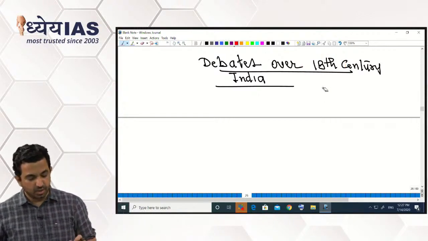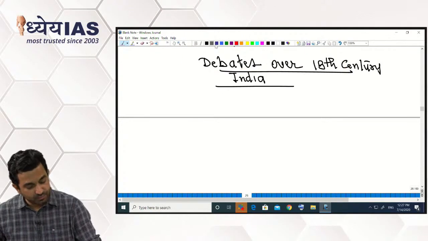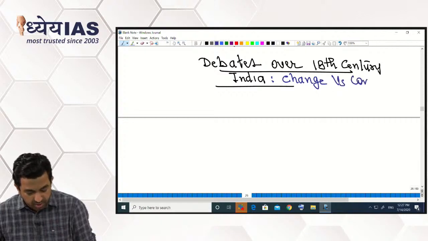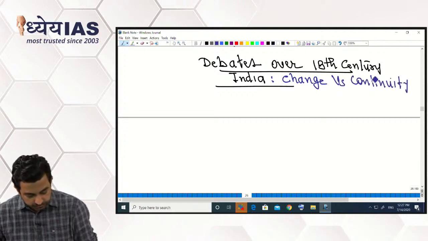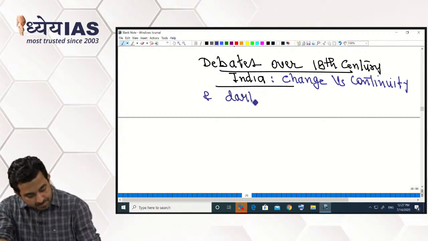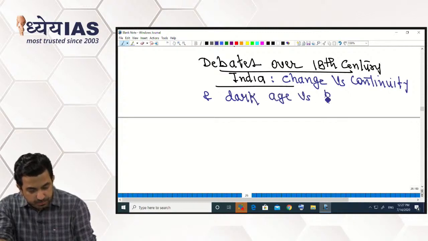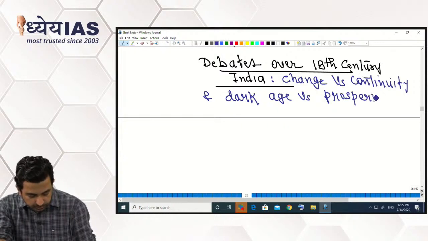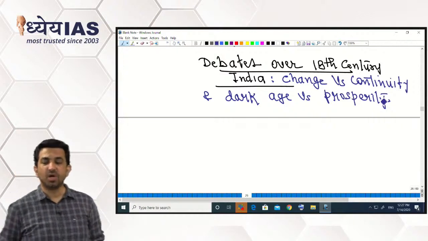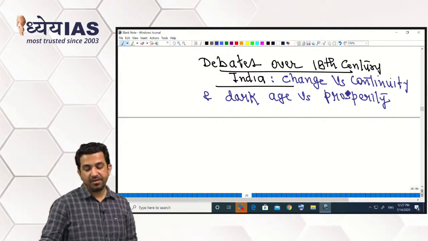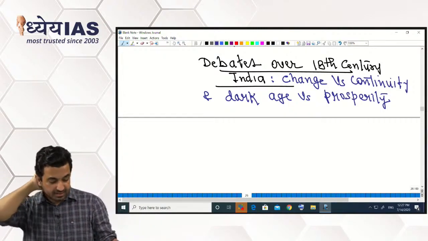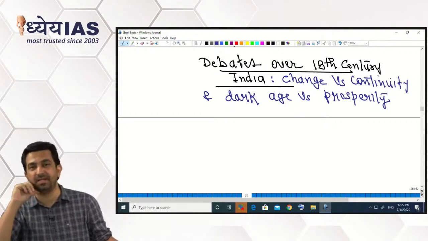So there is a debate over 18th century India. And what is that debate? Change versus continuity, and dark age versus prosperity. Change and continuity, and a dark age as well as an age of prosperity.